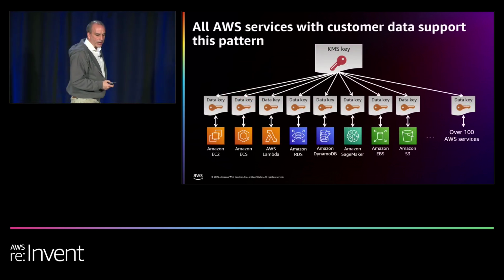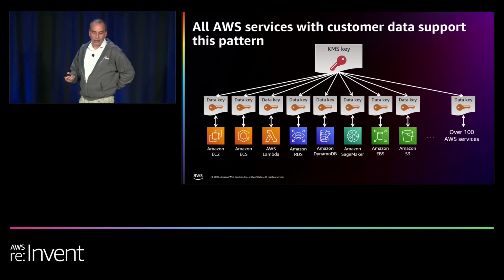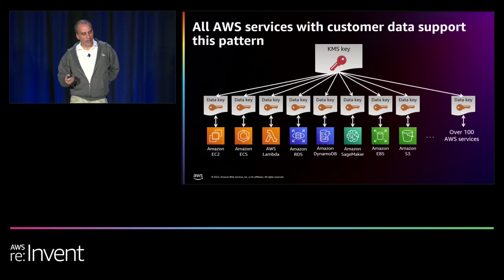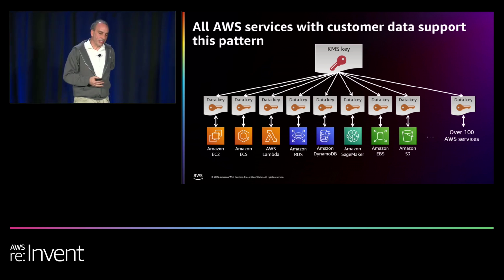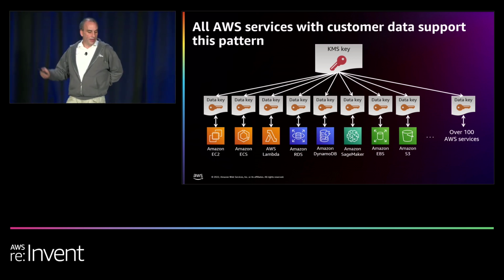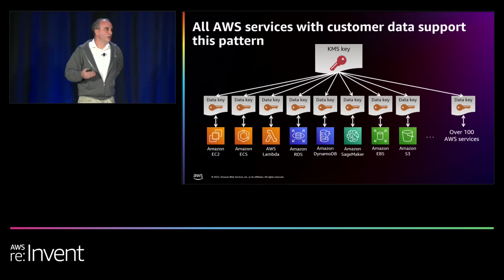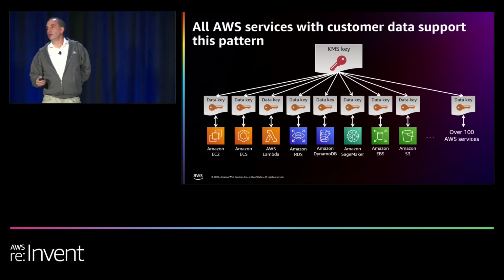I mentioned key hierarchies, and I mentioned this key enveloping pattern. Same pattern really everywhere at AWS. So the things I explained about S3 are more or less the same for RDS or Lambda or EBS. All of those will use a data key, and they will use a KMS key to encrypt them.